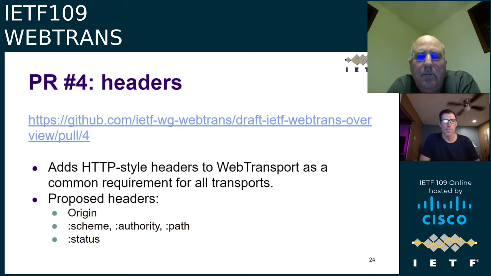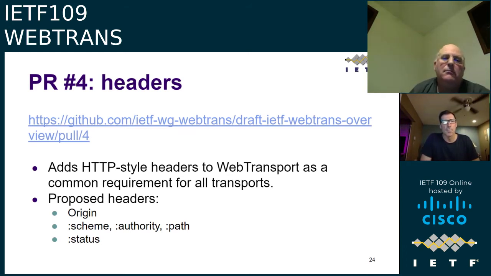The proposal is that since all of the proposed transports have those headers, we should define those headers as a shared property of any transport that's WebTransport, just like having streams and having datagrams and having origin check is a shared property. And I wrote up a pull request, and everyone is welcome to review and comment on it. And that's basically all of the updates from the overview draft. Anyone has any questions or comments?